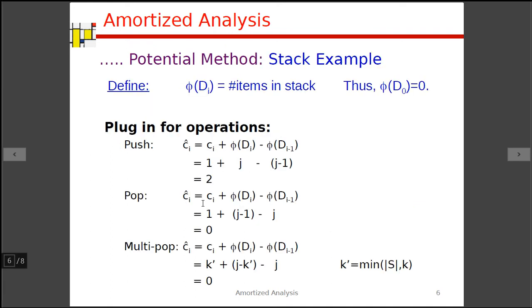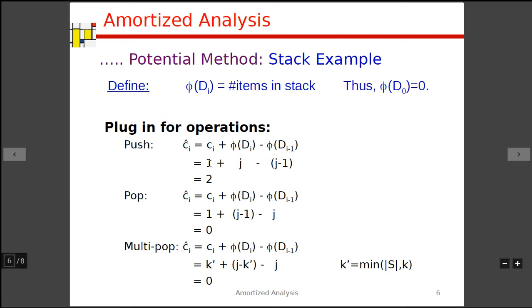Let us try to understand the stack example which we considered in the previous two techniques, and how exactly it works in the potential method. As we have seen, there are three operations on a stack. The first one is push, the second one is pop, and the third one is multi-pop. Let us try to understand how the potential method works for the push transaction.